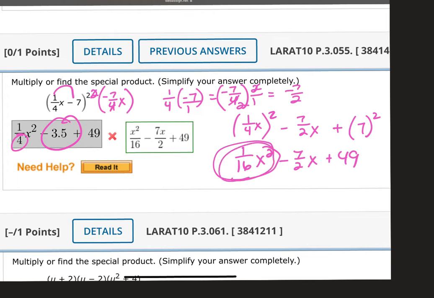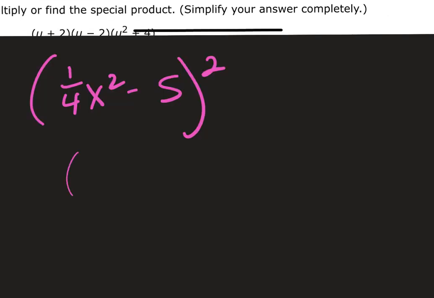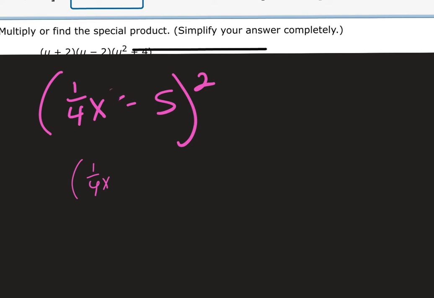Oh, yeah, I got mine wrong. I got it. So shortcut. Square the first term. Oh, no, this isn't squared yet. Square the first term. Square the last term. And then double the product.